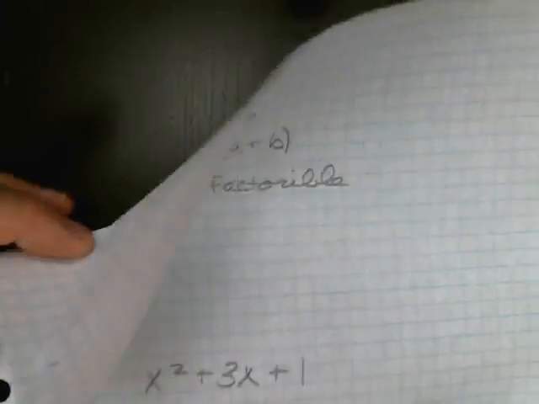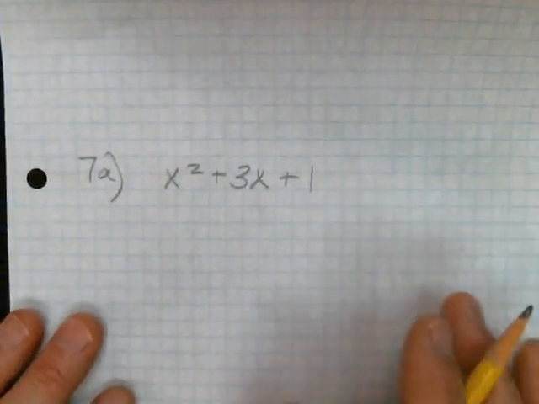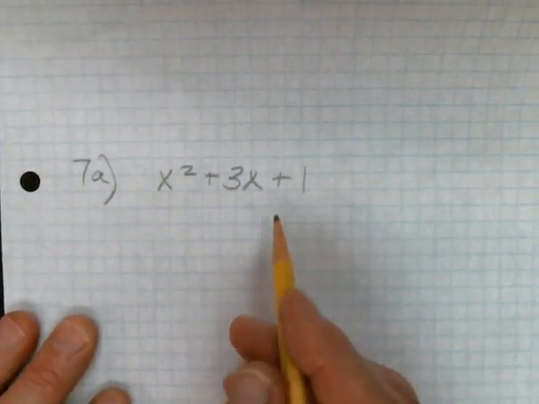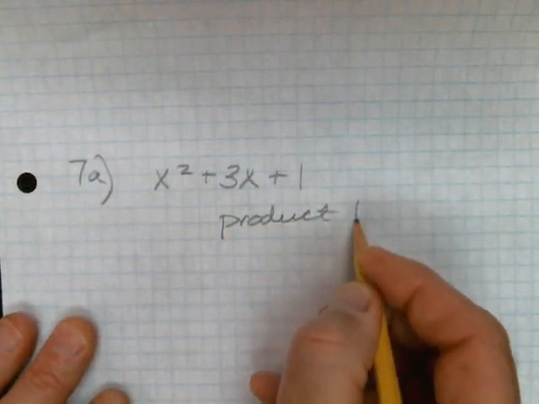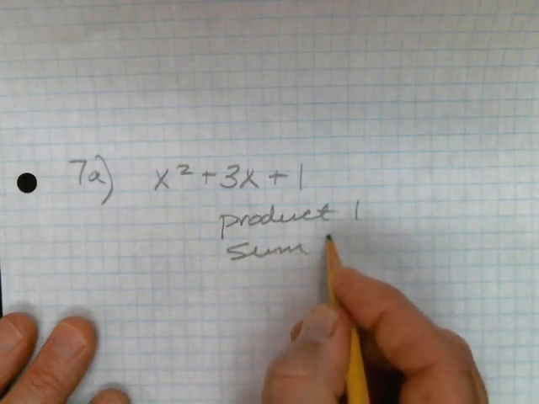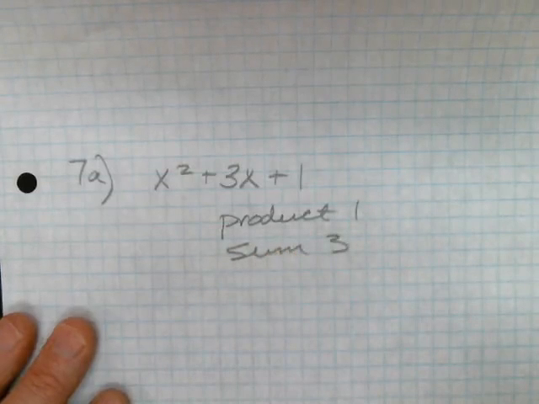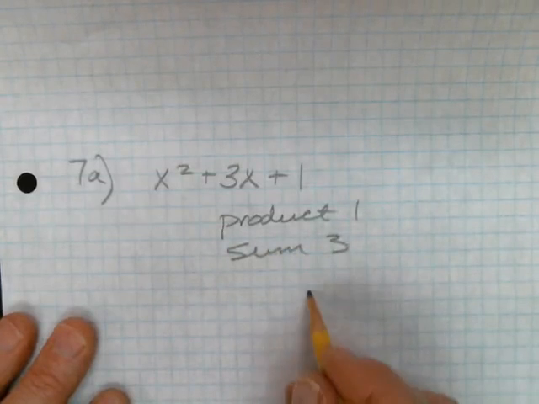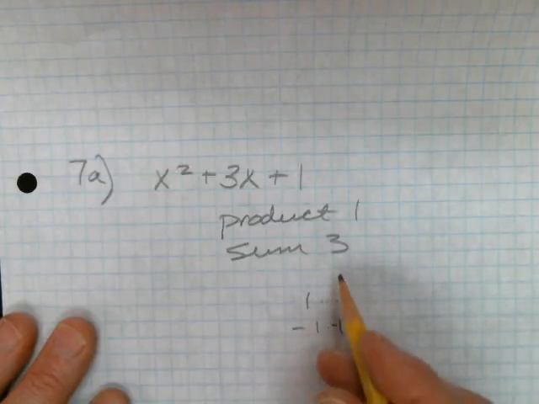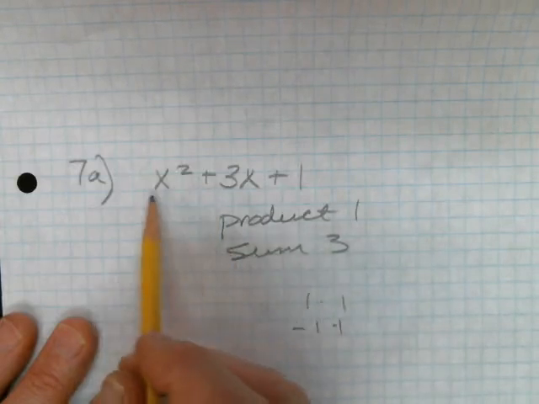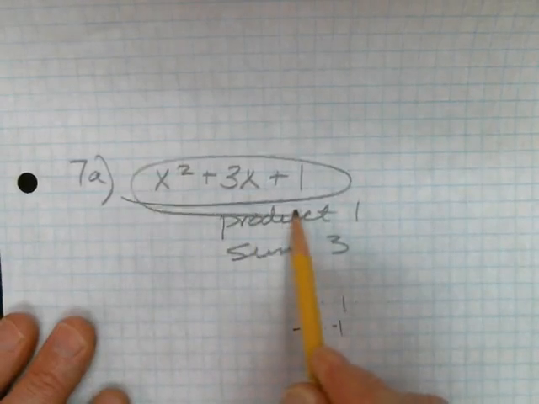Here's another one. Here we have x squared plus 3x plus 1. Well, we know the product needs to be 1 and the sum 3. But I can't think of anything where the product is 1 and the sum is 3. Okay? 1 times 1, negative 1 times negative 1, but neither of those has a sum equal to 3. So again, this is not factorable either.